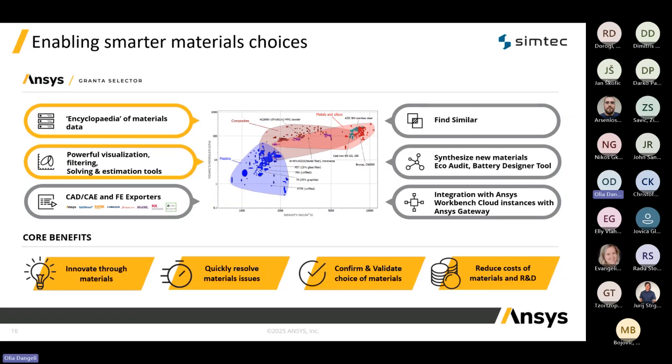On top of that, it also includes features like Find Similar, which helps you replace materials with viable alternatives, and the Eco Audit tool, which gives quick insights into the environmental impact of your choices. And once you have narrowed down your options, you can export the materials directly to CAD and simulation tools.